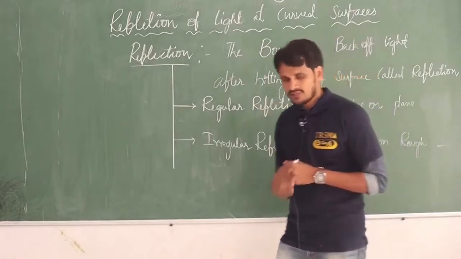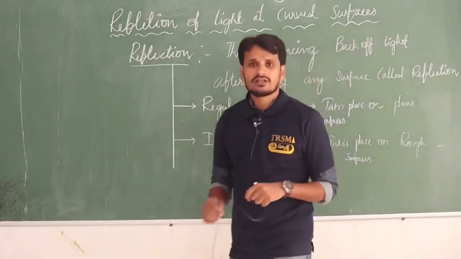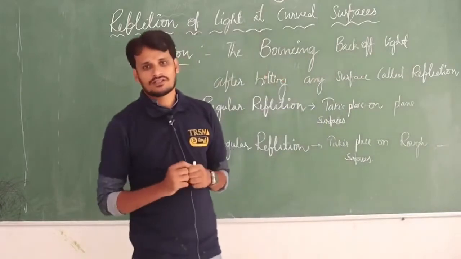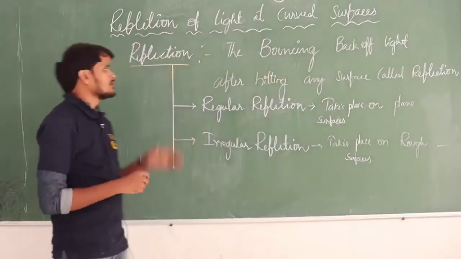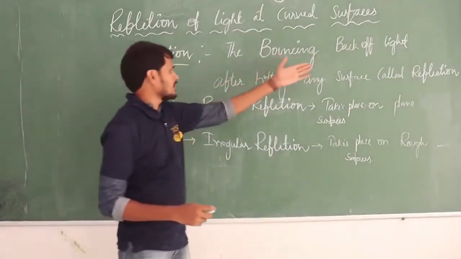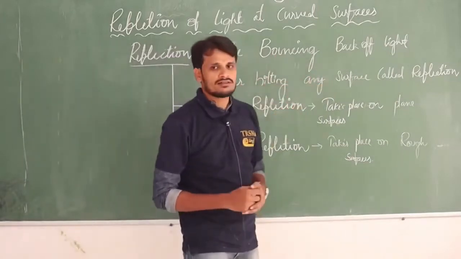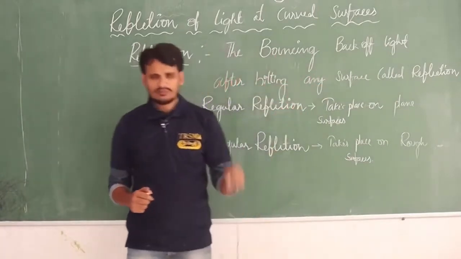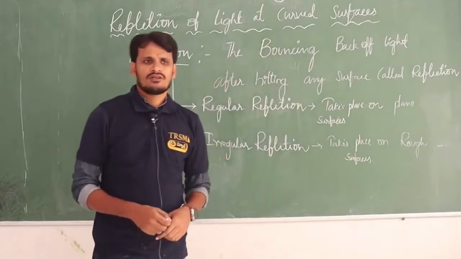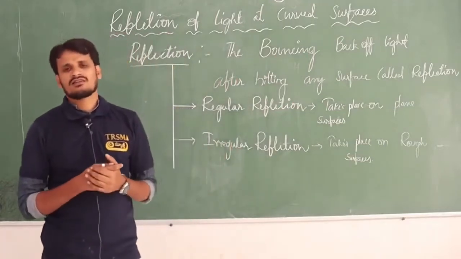Reflection is the bouncing back of light after hitting any surface. So what do we mean by reflection? The bouncing back of light after hitting any surface is called reflection. We know that basically reflection is of two types: regular reflection as well as irregular reflection.